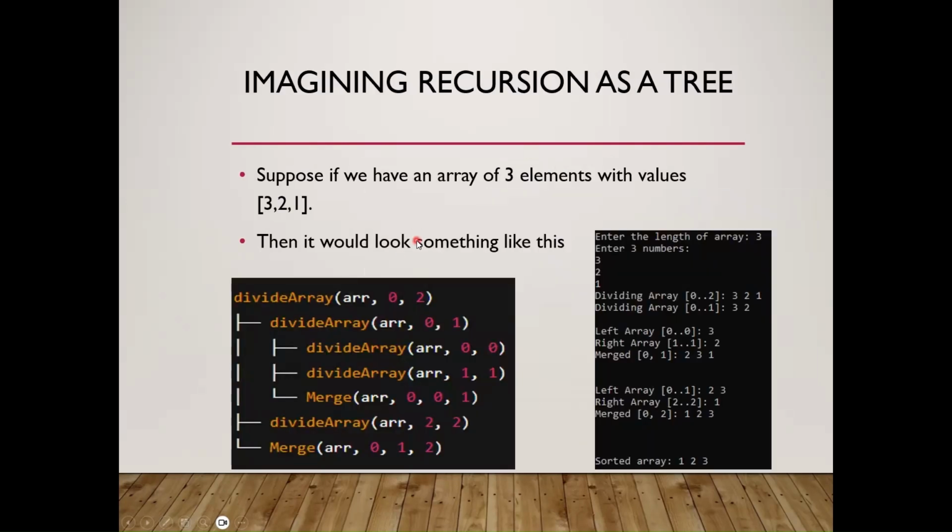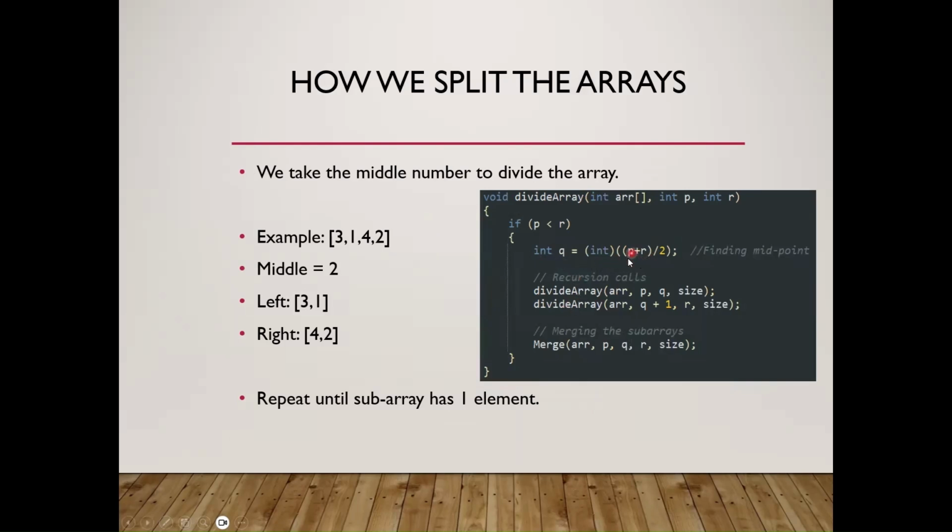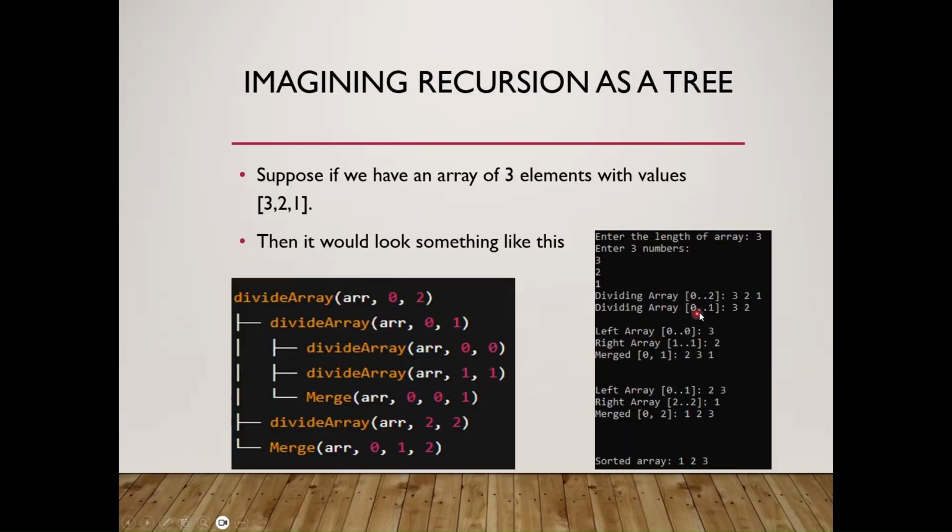Now coming back to recursion, because it's a difficult concept to grasp. Let's imagine recursion like a tree. Suppose we have an array of 3 elements with the values 3, 2, 1. Now here is our code. I have inputted the values 3, 2, 1, and then first it will calculate the Q part. As you can see, P would be 0, since in C language arrays are 0-indexed, and R would be 2. So 0 plus 2 would be 2, 2 divided by 2 would be 1. So it will know that the left part should start from 0 and go to 1, and then the next part would be only 2.